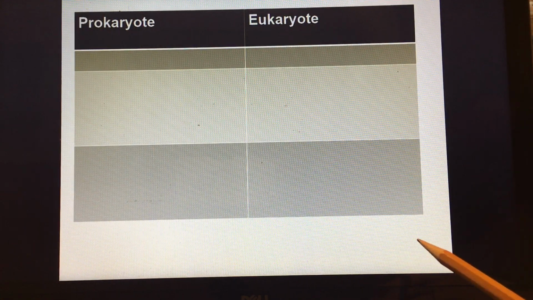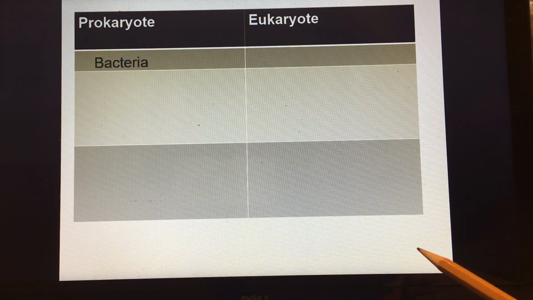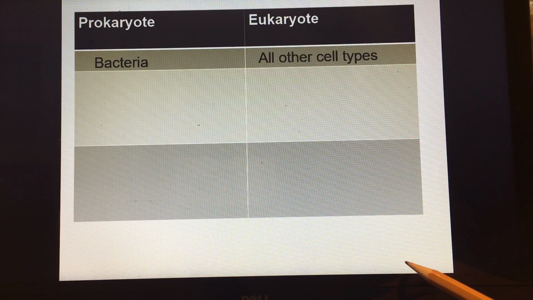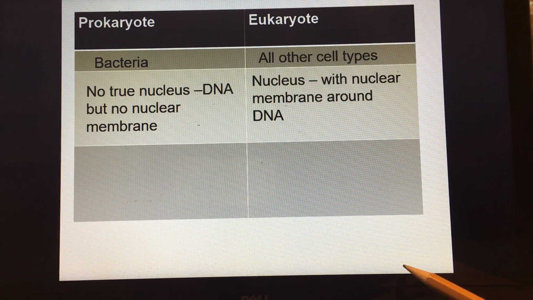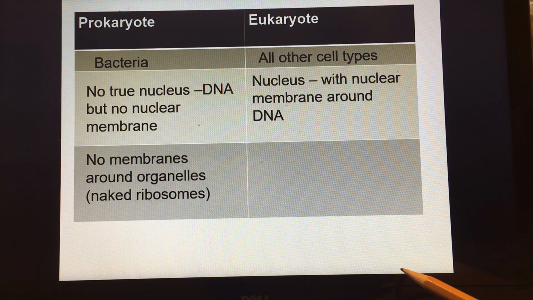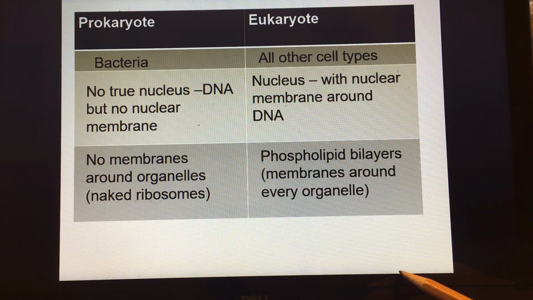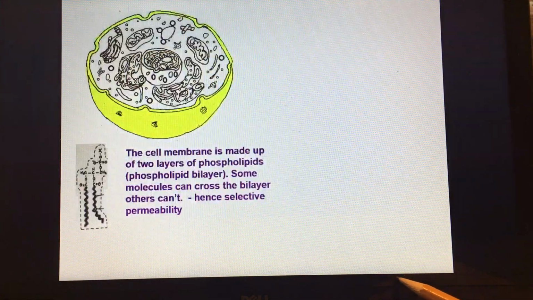So again, let's review the difference between prokaryotes and eukaryotes. Prokaryotes are bacteria. Eukaryotes are all other cell types. Prokaryotes have no true nucleus. They have DNA, but no nuclear membrane separating the DNA from the rest of the cell contents. Eukaryotes have nuclei with a nuclear membrane around the DNA. And prokaryotes have no membrane-surrounded organelles, and they only have ribosomes, and we refer to them as naked ribosomes because they do not have phospholipid bilayers surrounding them. And eukaryotes have many membrane-surrounded organelles.